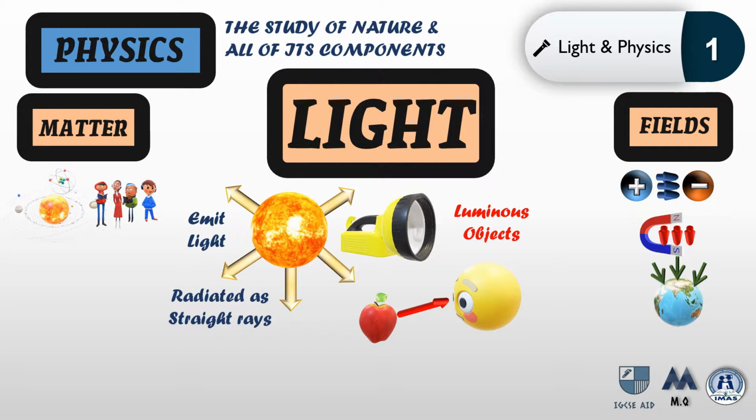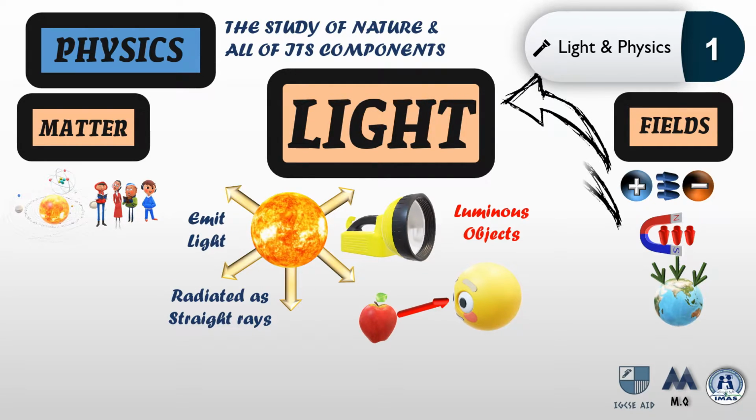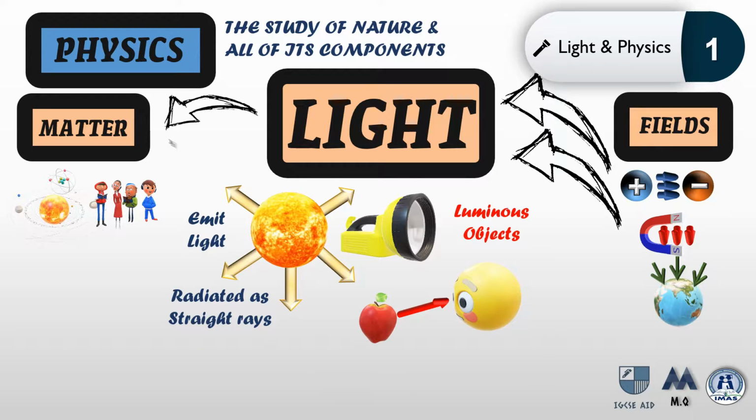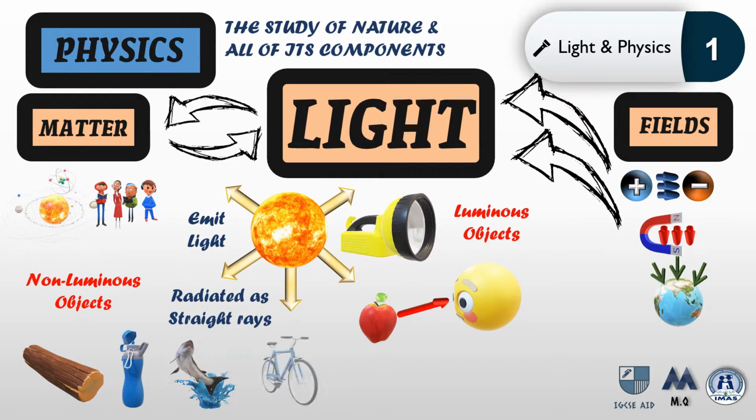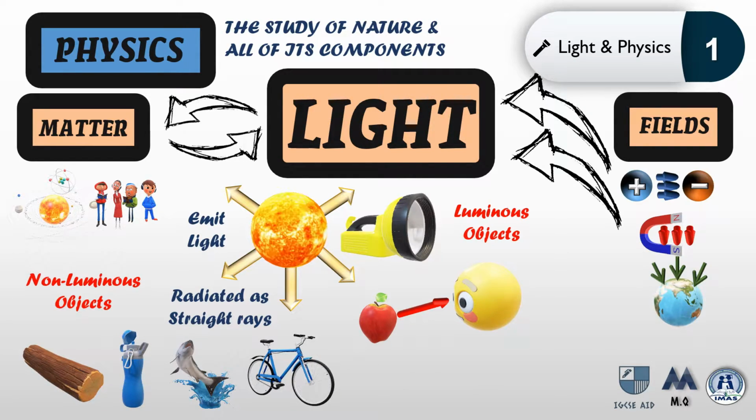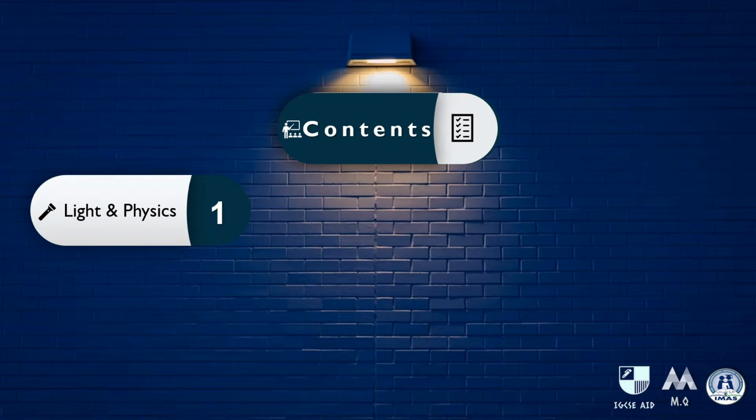Light is made up of fields, specifically the electric and the magnetic field. Light also interacts with matter. It comes from matter, and matter can interact with light in several ways. Objects that do not emit light are called non-luminous objects, and those are some examples of those objects. And that's the part that light takes in physics.